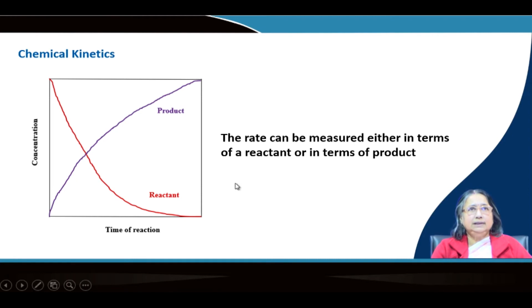Now, if you see the curve, you can easily understand that if we plot concentration versus the time of reaction, then if we express it in terms of reactant, the curve will be like this, because it is decreasing, and in terms of product it will be increasing. So, the rate can be measured either in terms of the reactant or in terms of the product.